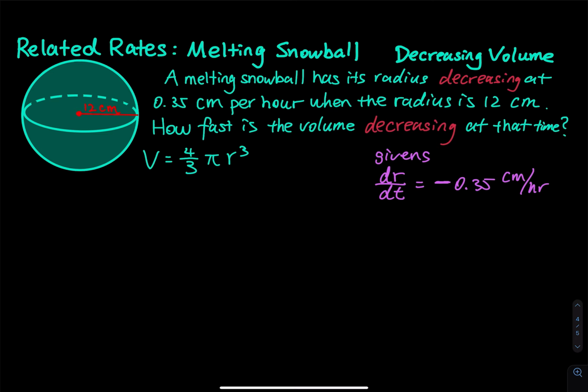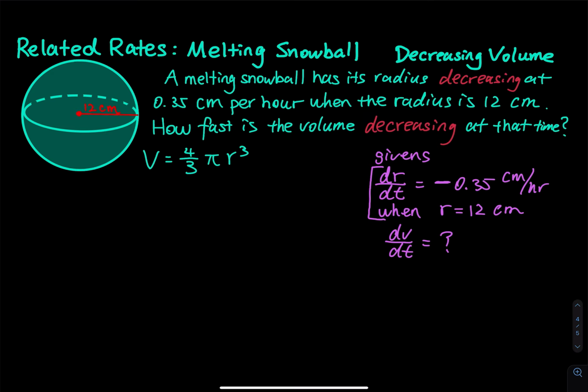And then what else? When the radius r is equal to 12 centimeters, and I always like to draw a square bracket to box and glue this, that tells me this is one piece of information. And they are looking for the volume, right? So dV/dt, the rate of change of volume, they don't know what it is.